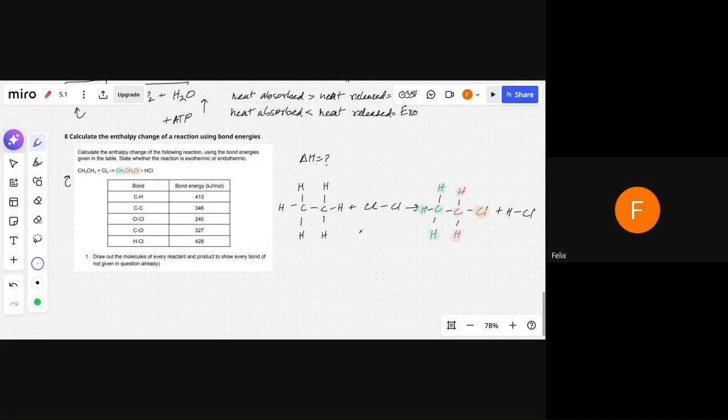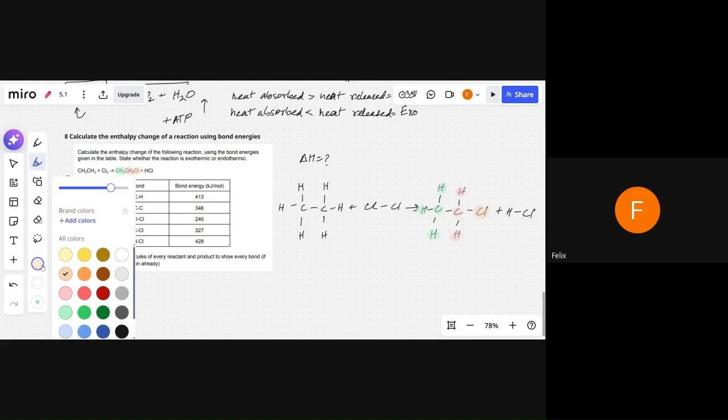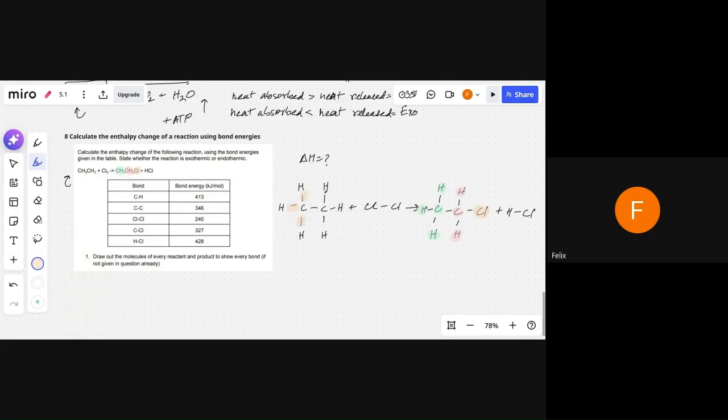All right, now the values are given. You have to calculate how many carbon hydrogen bonds we have on this side, right? So let's count these. Let me just highlight these. 1, 2, 3, 4, 5, 6. So carbon hydrogen bond energy is 413, so 413 times 6. This is for the reactants side. You have to calculate it separately for the reactants and separately for the products. So this is 413 times 6.